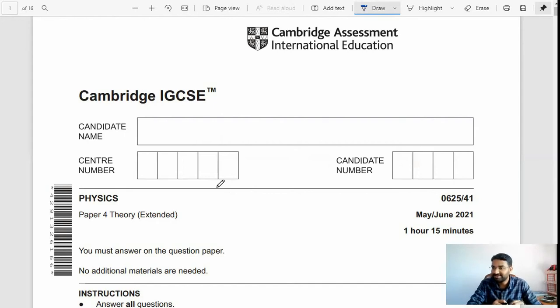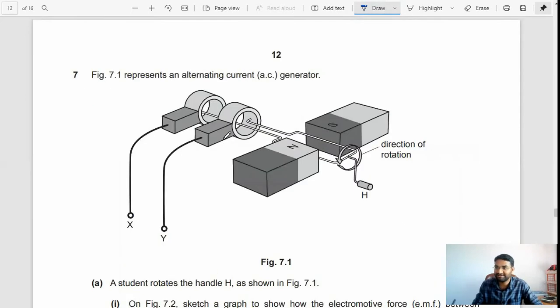Today we'll go through the electromagnetic induction past year paper questions. I will give you tips and tricks on how to solve the questions. May/June 2021 questions are there. Without further ado, we'll move straight on to the question. Look at the question here.